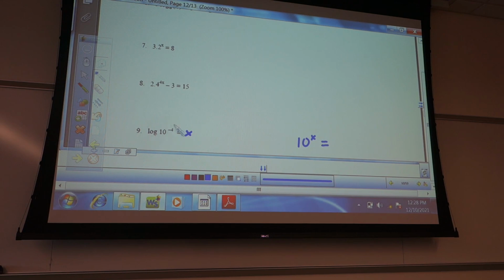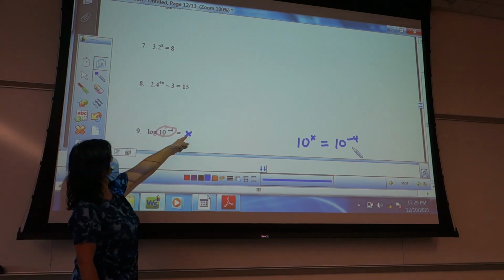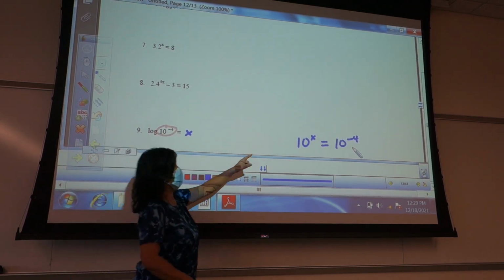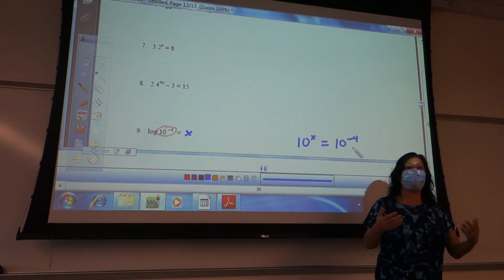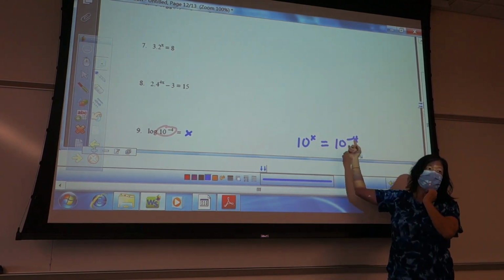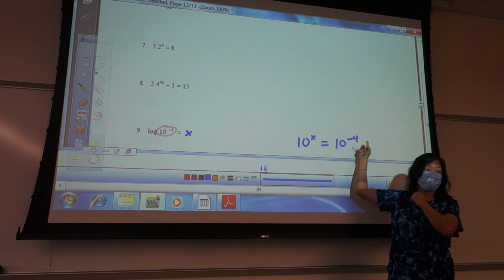So my quote answer is this: 10 to the -4. Does everyone understand that or not? My base raised to my exponent equals this, my answer. 10 to the x equals -4, so then what's x? What's x have to be? -4.